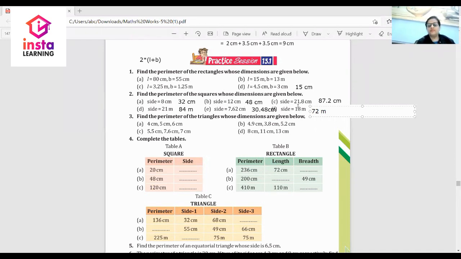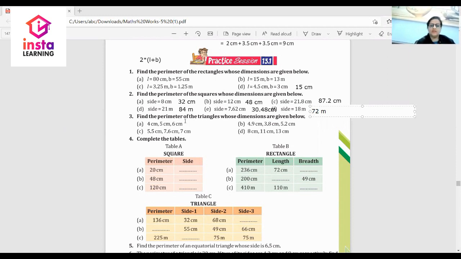21.8 into 4 is 87.2, decimal 2. And 21 meter into 4 is 84 meter. Then we multiply with 4, the answer will come 30.48 centimeter. 18 into 4 is 72 meter.